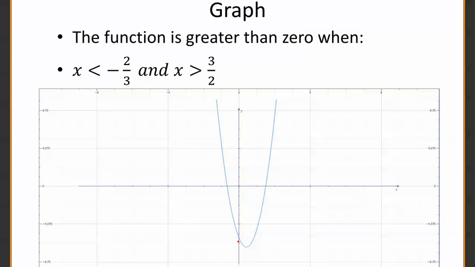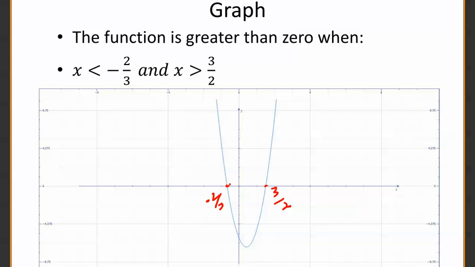So the vertex, (0.42, -7.04), right down there. The y-intercept, about -6, so right in there. Then the x-intercepts, right there and right there, -2/3 and 3/2. So we were looking for the values where the function was greater than 0.